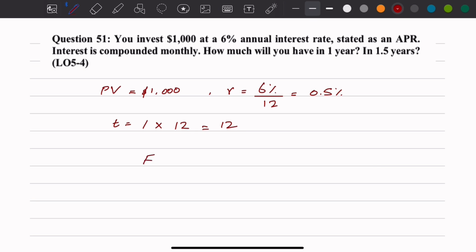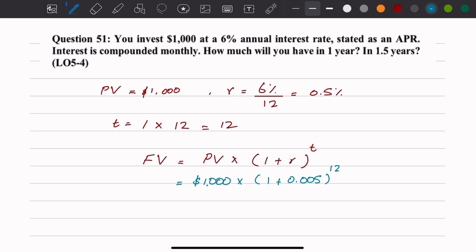That's it. We just make this adjustment and then we apply our future value formula normally. So quickly, to remind you, future value equals the present value multiplied by 1 plus r to the power of t. That will be $1,000 multiplied by 1 plus 0.005, which is the 0.5%, to the power of 12.